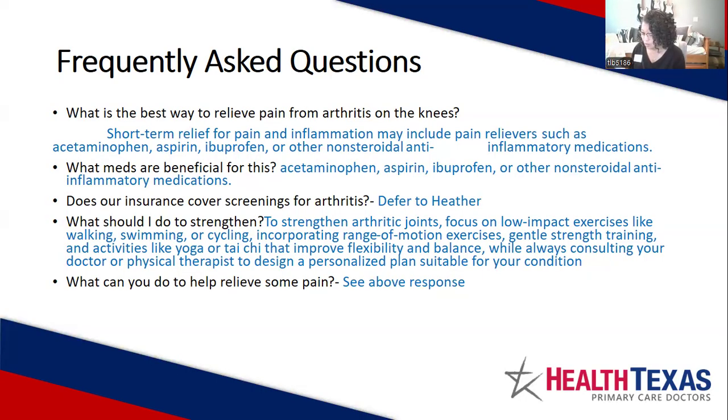One of them is, is everyone going to get arthritis, or is there a prevention that you know of? Well, because certain types of arthritis are genetic, we can't say that every person is going to get arthritis, but the risk is much higher if there are other people in the family that have arthritis.